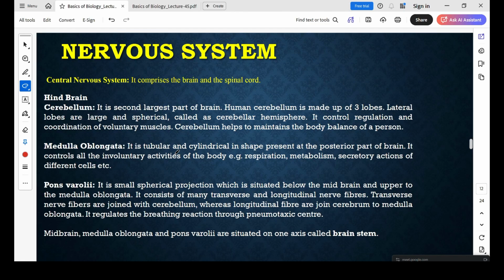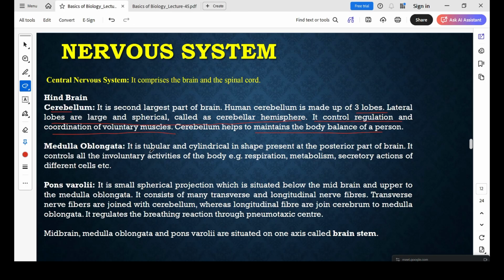Next is the hindbrain, which has the cerebellum, medulla oblongata, and pons varolii. Cerebellum is the second largest part of the brain after the cerebrum. It is made up of three lobes. Lateral lobes are large, spherical, and called cerebellar hemispheres. It controls regulation and coordination of voluntary muscles, and it helps in maintaining the body balance of the person.